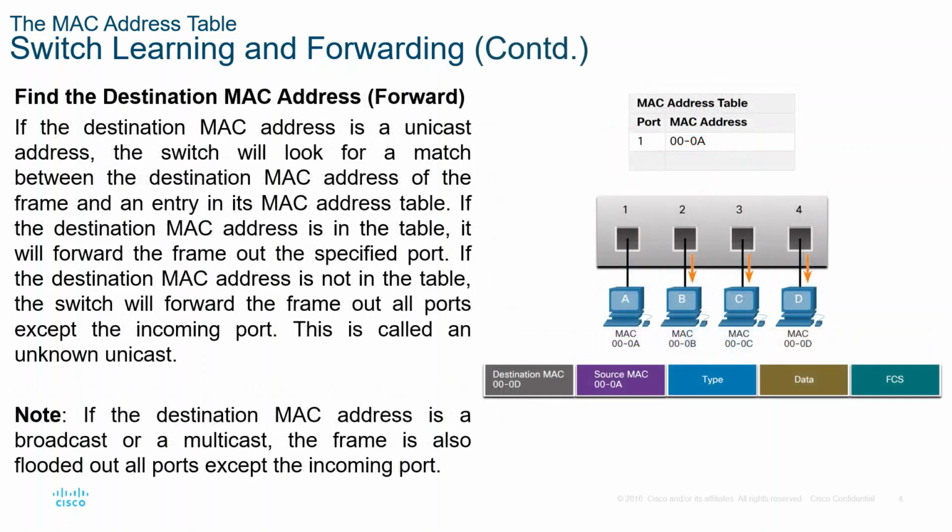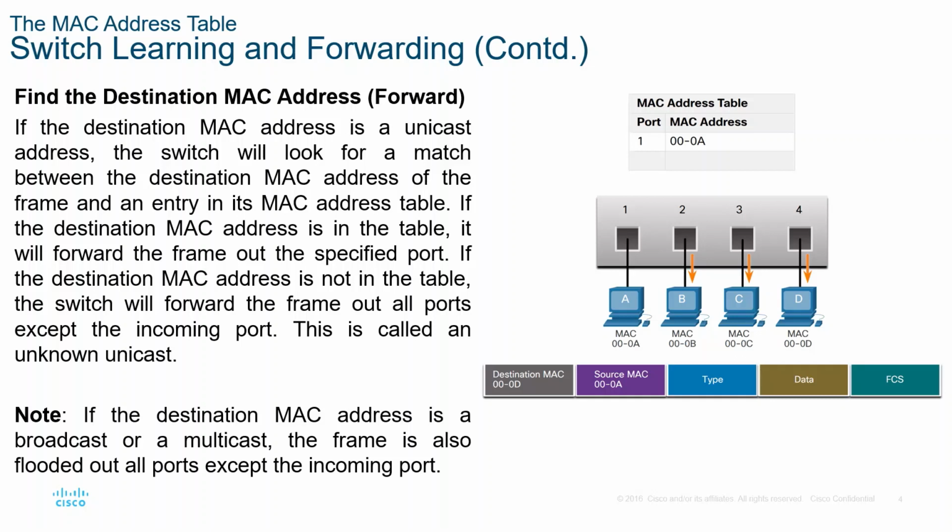So let us look at the forwarding process. Now the switch has already learned the port and the MAC address for PCA. If the destination MAC address is a unicast address, the switch will first look for a match between the destination MAC address of the frame and an entry in its MAC address table. If the switch finds the destination MAC address in the table, it will forward the frame out of the specified port. But in this case, we can see that in the MAC address table, there is no information of the destination.